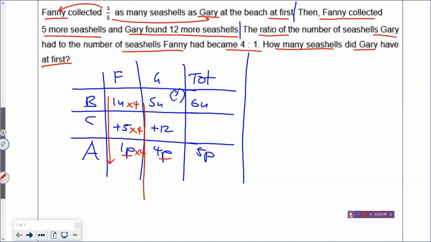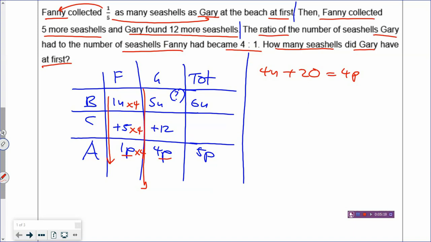Alright, so when you flow downwards, you can create your statements, which is 4 units. Fanny has now 4 units plus 20, because 5 times 4 is 20. That will give you 4 parts. So that is how you write out the statement. But do remember that Fanny has 1 unit at first, and she has collected 5 only, 5 seashells, not 5 times 4, 20. So it's just to make the model easier to draw later.